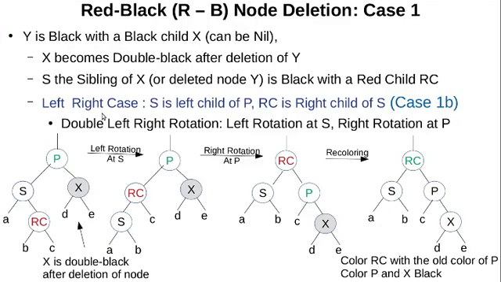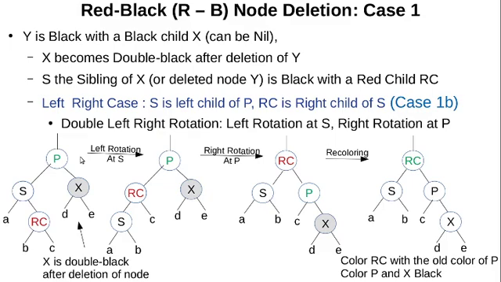Now we consider the left-right case where S is the left child of P and red node RC is the right child of S. As noted earlier, a double left-right rotation at P is required. A double left-right rotation is a two-step process. In step 1, we carry out the left rotation at S, and in step 2, we carry out the right rotation at P.